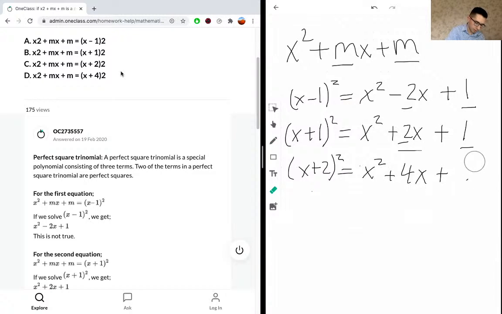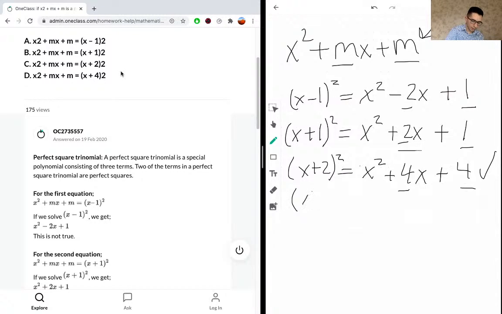So we'll erase this. 4. So we can see that 4 and 4 are the same, so it follows this format, m and m. So m here must be equal to 4. So we'll say this is the correct one. And let's just do the last one to just double check that no other solution is correct.